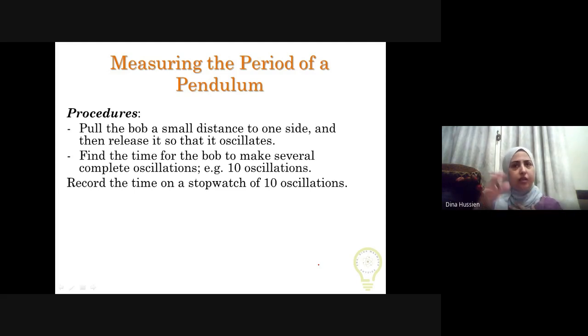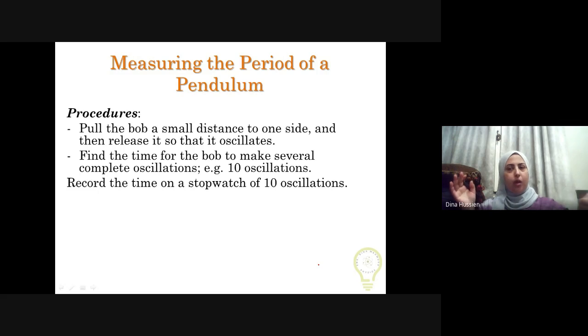فاحنا خلاص for us we're going to record the time of 10 oscillations. فهعمل ايه؟ I use my stopwatch to record the time of 10 oscillations. هبتدي من certain position, press start. أول ما يبتدي motion, press start, and then it's going back and forth.